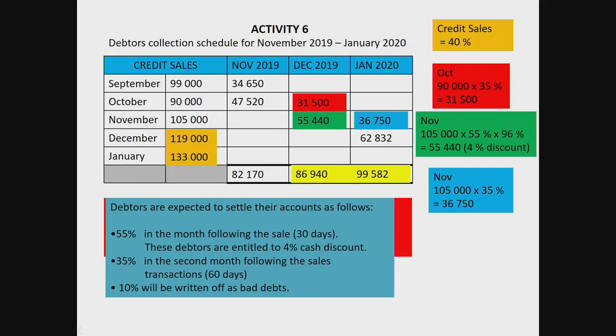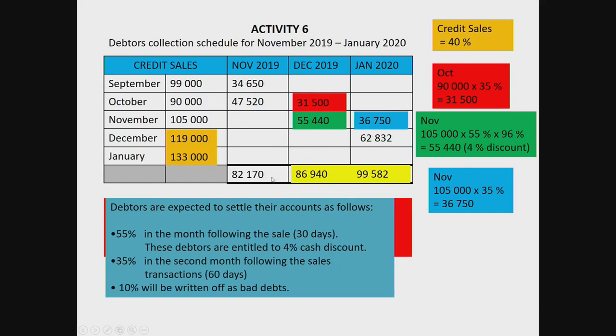Okay, let's just pause a bit so we can just digest that. Just remember, the collection policy says in the month after. So you always get the money, like November, for example. You don't get it in the same month, you get it in the month after. And then again in the month after that. And the same with December. You don't get the money in December. You only get the money in the month after, which will be January. But then there will be a 4% cash discount, and that's why we have to multiply with the 96%.